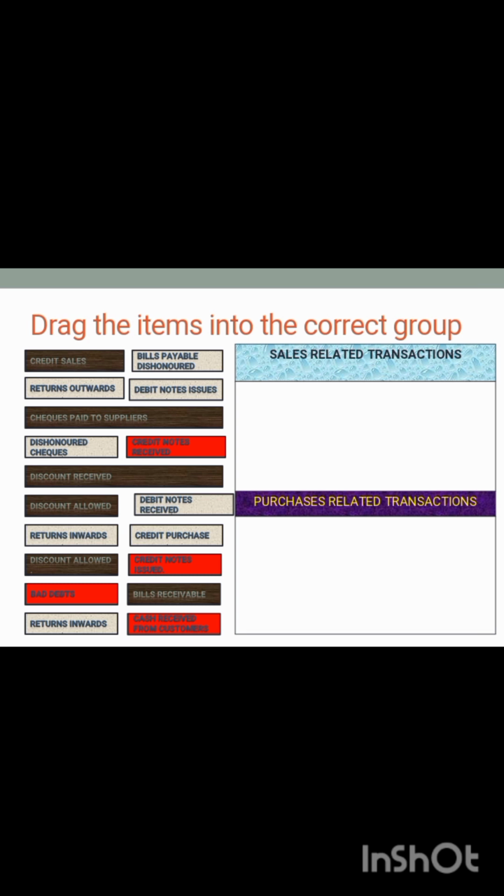So once you can identify the items that are related to sales or transactions that are related to purchases, then it will be easy for us to know which items are for the purchases ledger control account or the sales ledger control account. Like the first one we have here, the credit sales. This is actually relating to what? To the sales ledger control account. Credit sales will be here. All right.